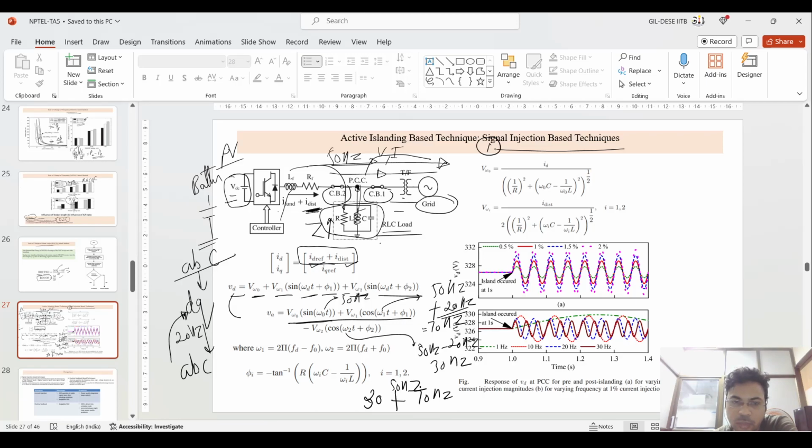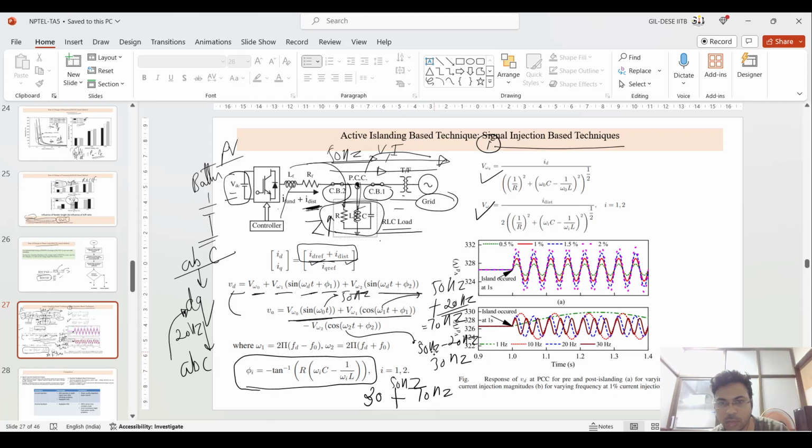So how is the variation of frequency occurring? From 30 to 70 Hz, and in between 50 Hz is also there. The phase difference also comes out to be phi equals tan inverse of omega 1 C minus omega L, and the voltage magnitude is also different.